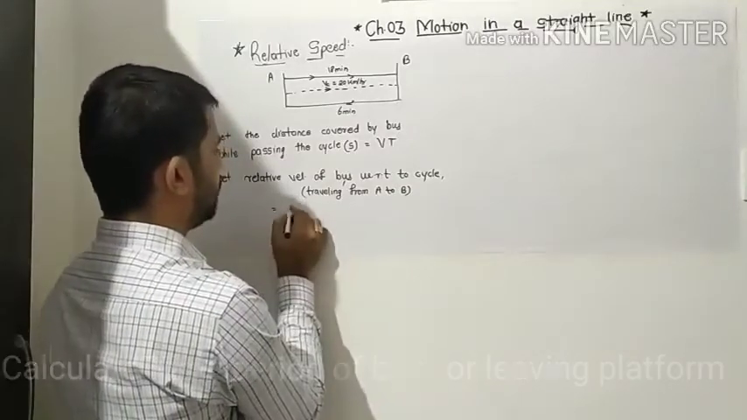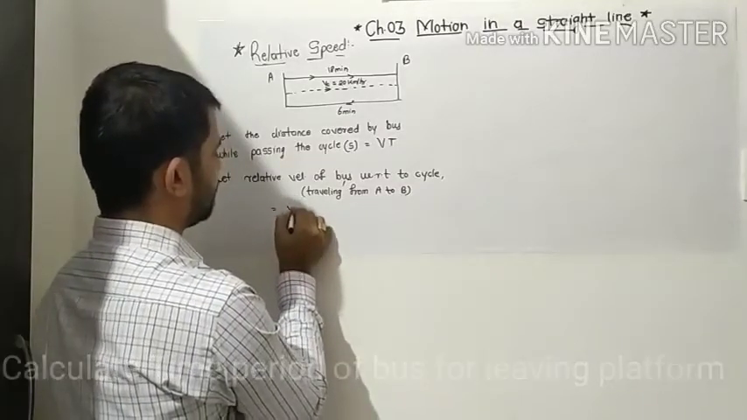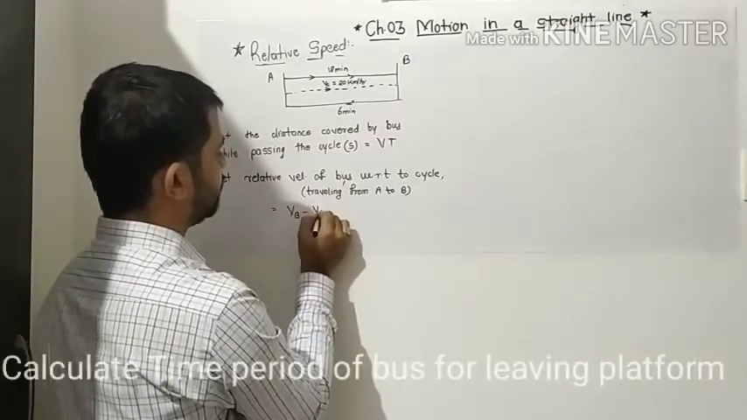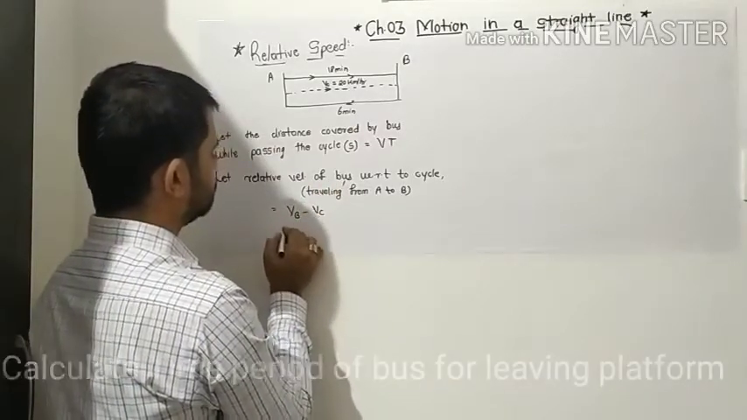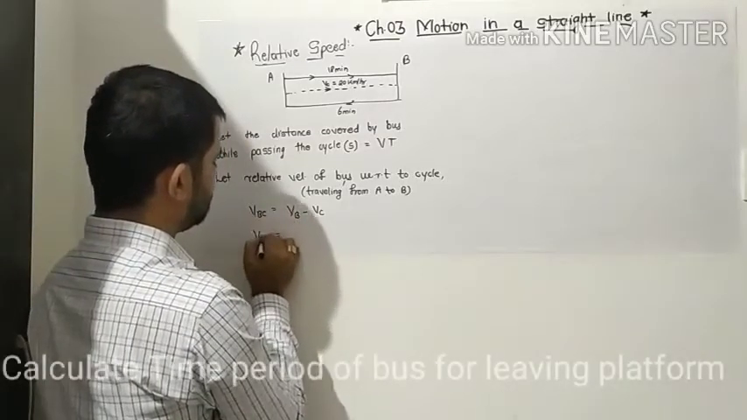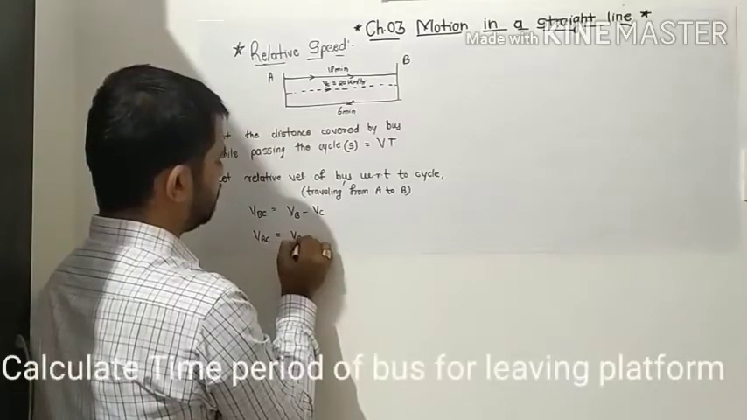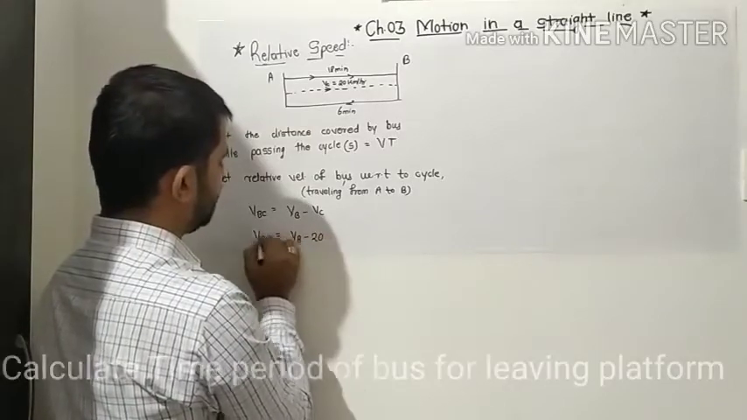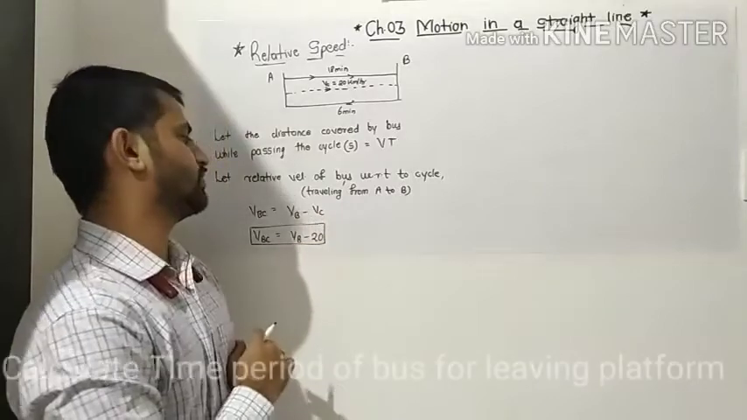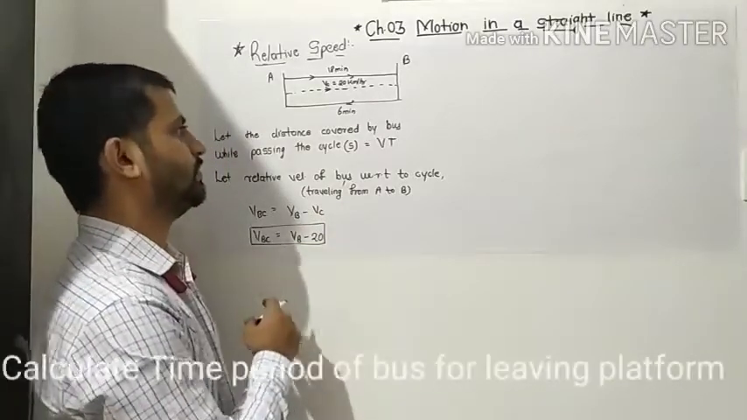It is equal to V, relative velocity of bus minus velocity of cycle. So it will be VBC equal to VB minus 20. Okay, relative velocity of bus with respect to cycle, it is equal to VB minus 20.